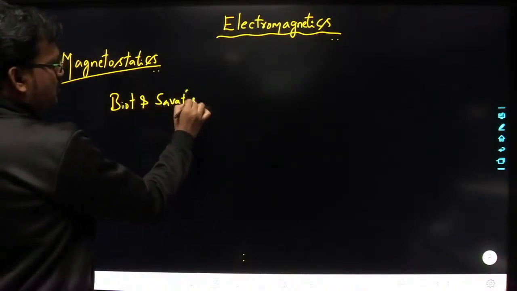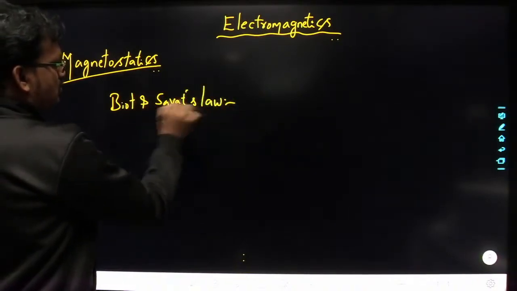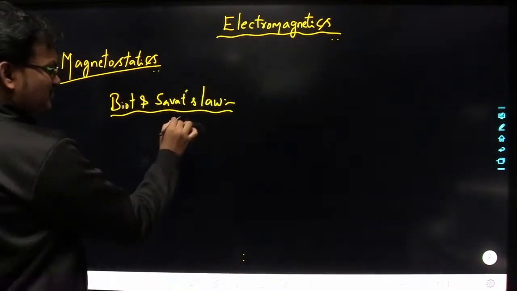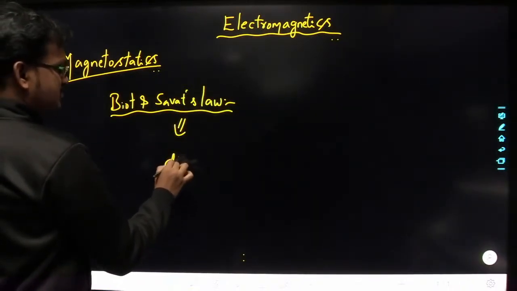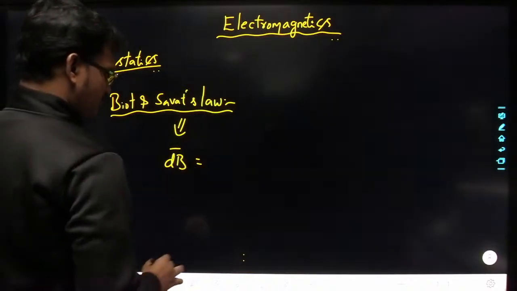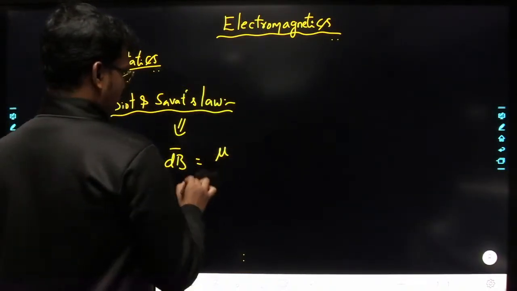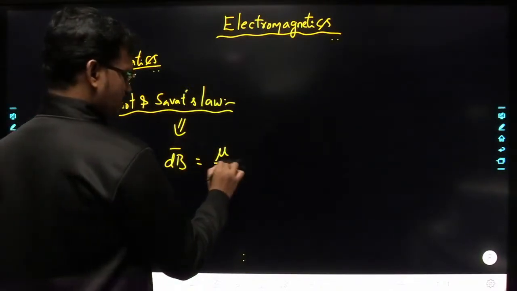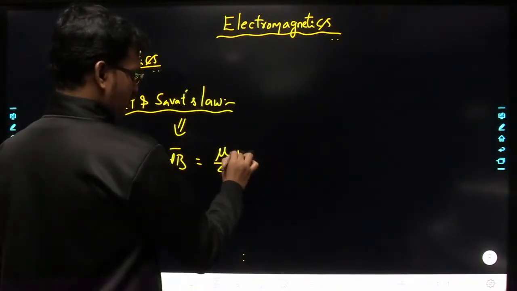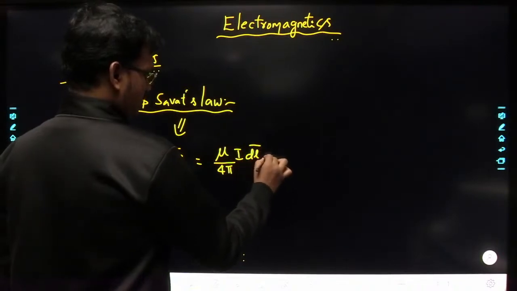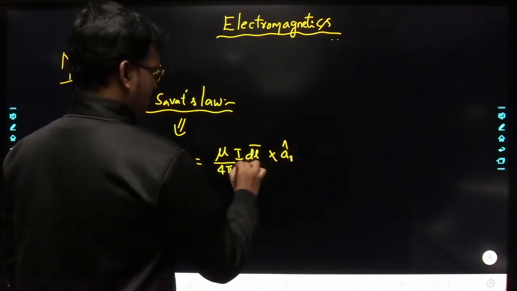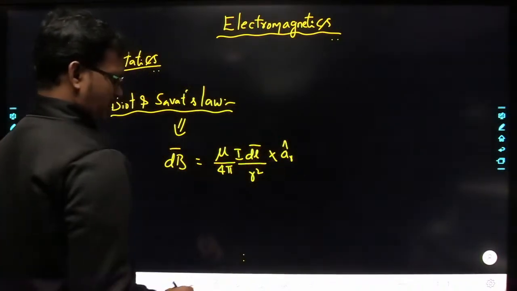Okay. So what is Biot and Savart's law here? We have already studied it. dB bar, the small differential B field due to a small differential current element, is given by Biot and Savart's law. That is mu by 4 pi into I dl bar cross aR cap divided by R squared.